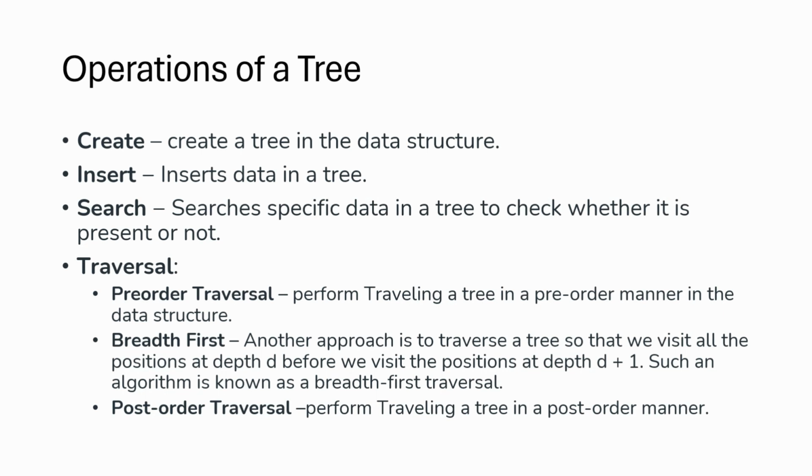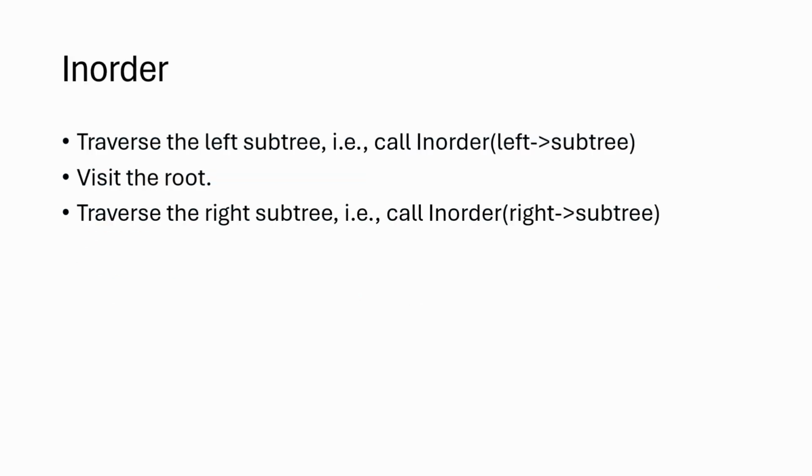Pre-order means traversing a tree in a pre-order manner. That doesn't really give it away. I'll cover this in more detail. And the same thing for post-order: traversing a tree in a post-order manner. Nope, that doesn't explain it either. I'll give you some steps. Another approach is to traverse the tree so that we visit all the positions at depth D before we go to D plus 1. So you'll look at all the siblings and then go to the next level. So you'll do it one level at a time. In order. Okay, now you're going to understand this more.